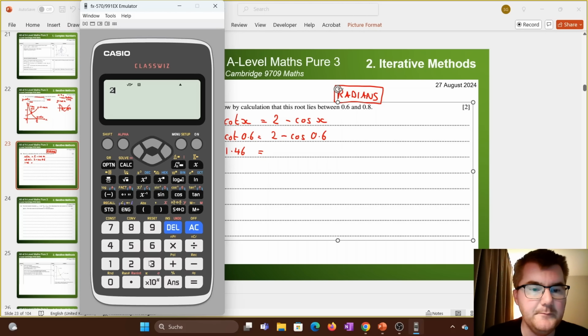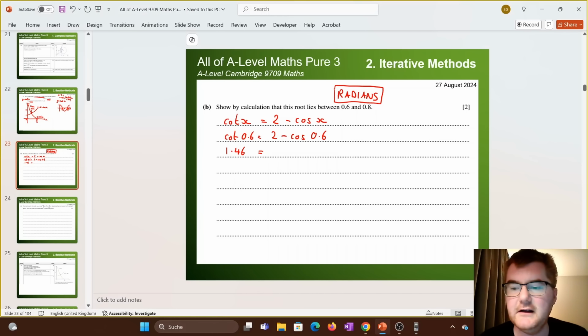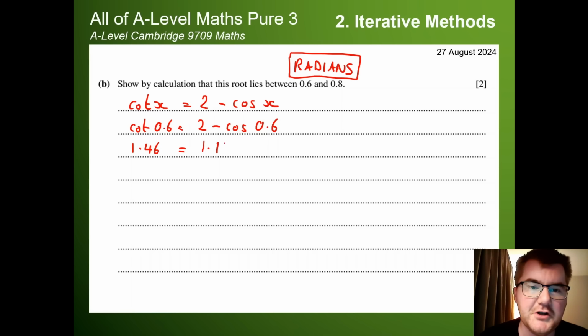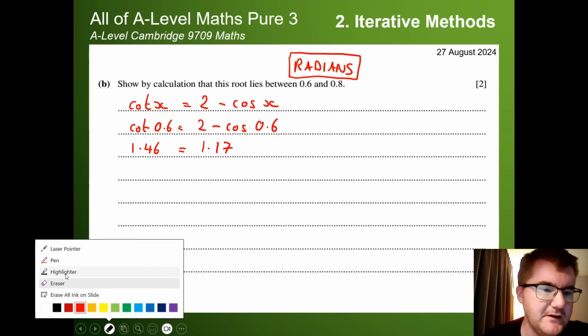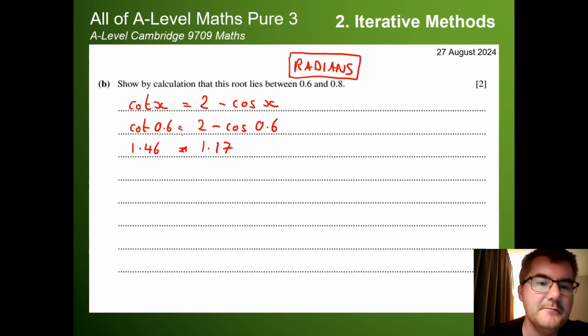Okay, and then we put in 2 minus cos 0.6, and let's pop that in. So we've got 2 minus cos 0.6, that's 1.17. Obviously, 1.46 here is greater than 1.17, and now we're going to do the same with cot of 0.8 and 2 minus cosine of 0.8.